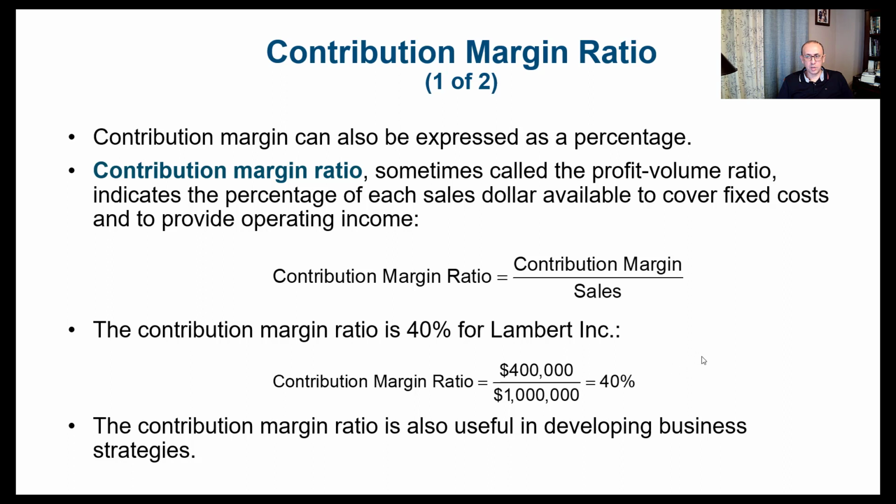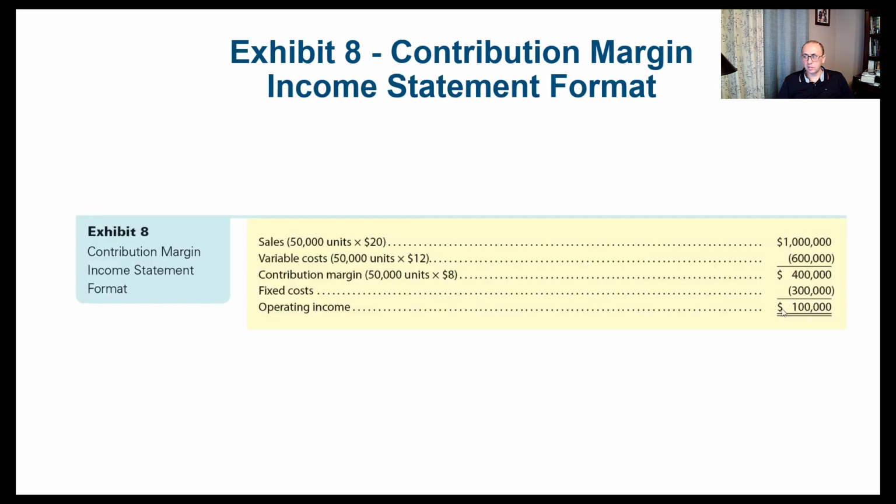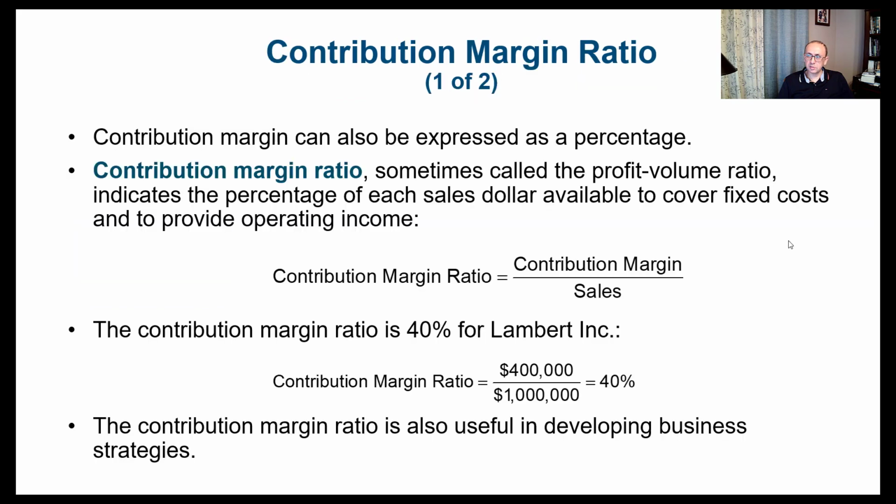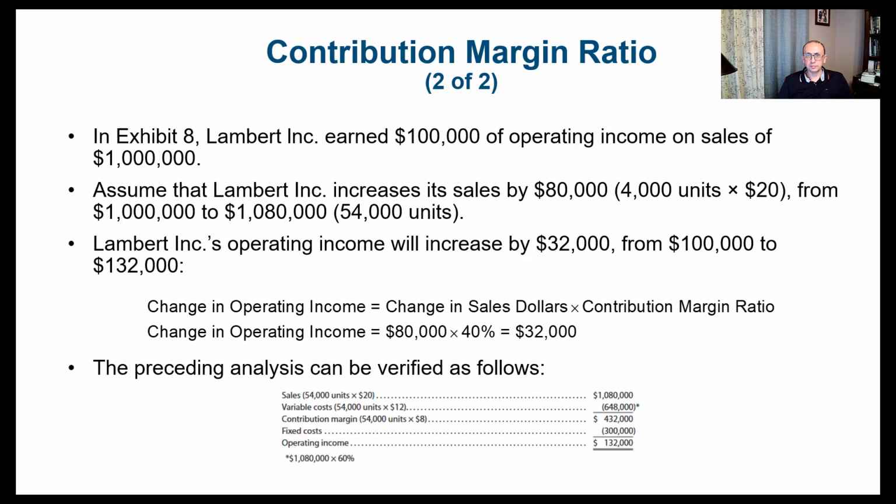If we go back to our example for Lambert Incorporated, our contribution margin was 400,000. If I go back to the previous slide here, 400,000 divided by 1 million in sales, that would be 40%. So the contribution margin ratio for this company is 40%. The ratio is also useful in developing business strategies, and we'll see other examples.